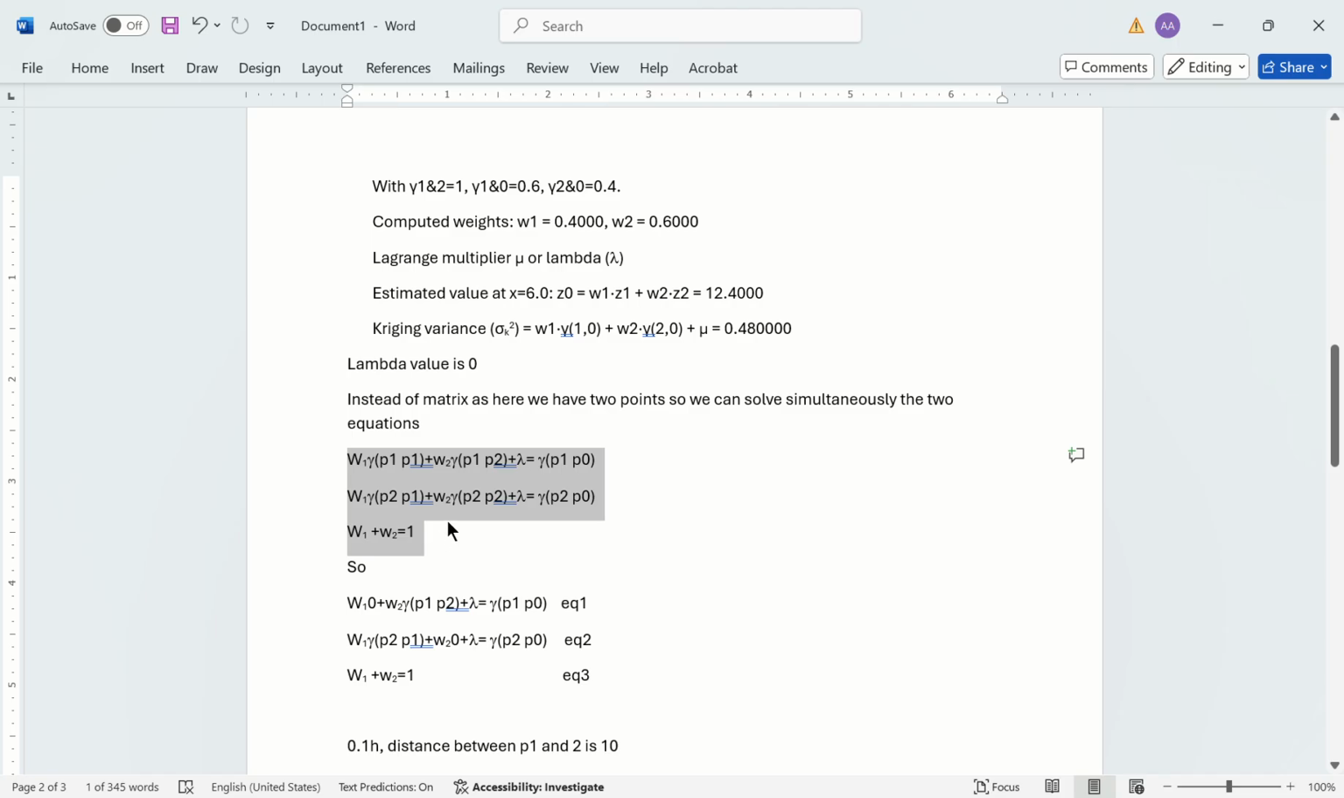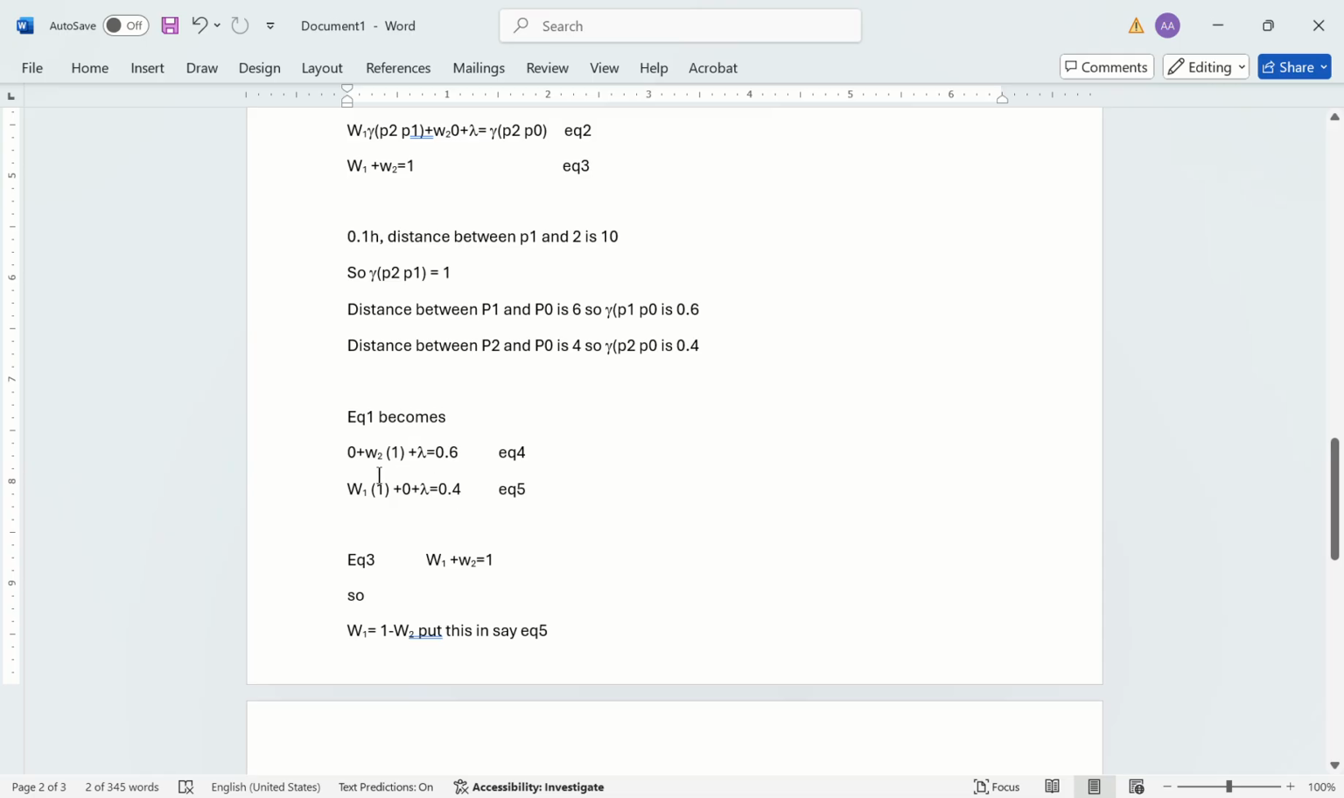So then we had these equations, and we are going to put in our values. This was 0, and between point 1 and point 2 the distance was 10 and the variance was 1. Putting it in, W2 into 1. Similarly, between point 2 and point 1 the distance is again the same and the variance is also the same. Then the variance between point 2 and point 2 was 0, plus lambda is equal to 0.4. We have calculated it.